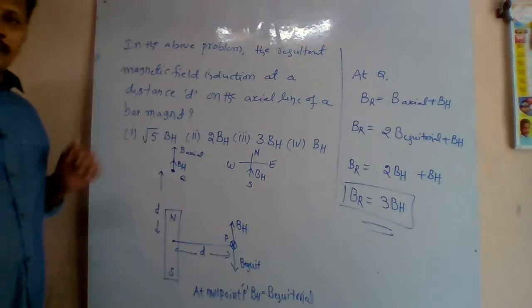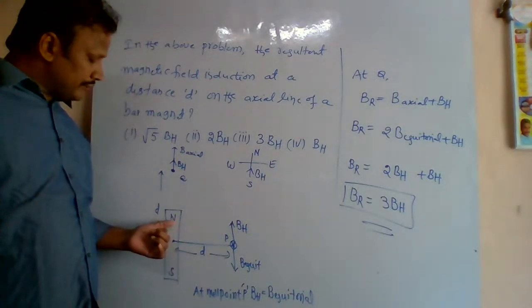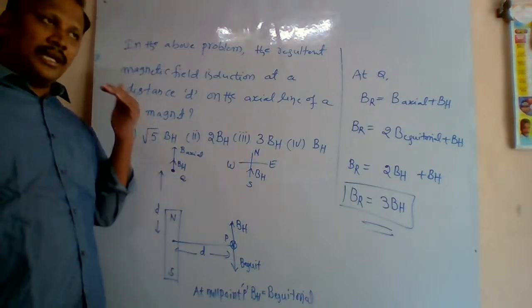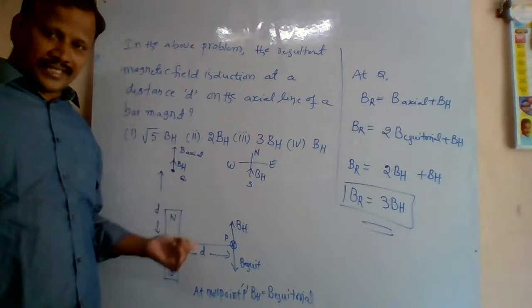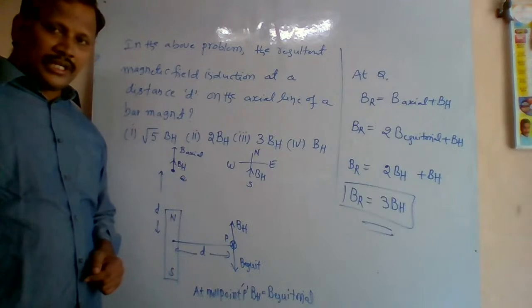Is it clear? Do you understand this? First of all, in the given data, what is given? The north pole of the bar magnet is pointing towards geographical north. We get the location of the null point on the equatorial line at a distance d, already given. But at that null point, what happened? BH is balanced by B equatorial.